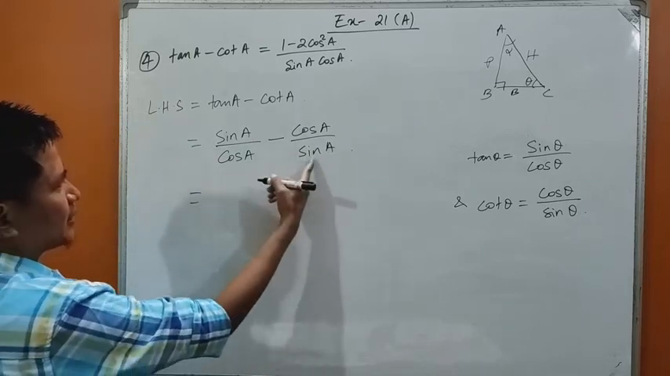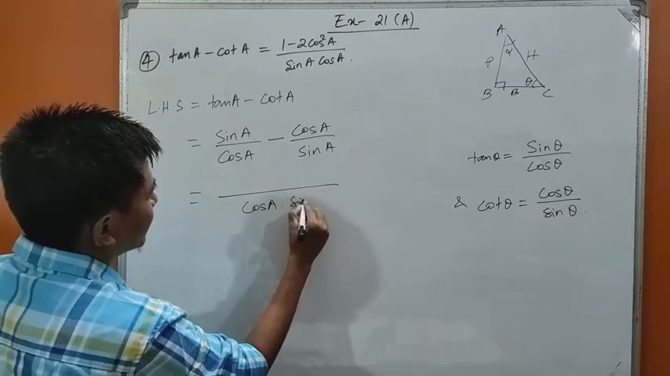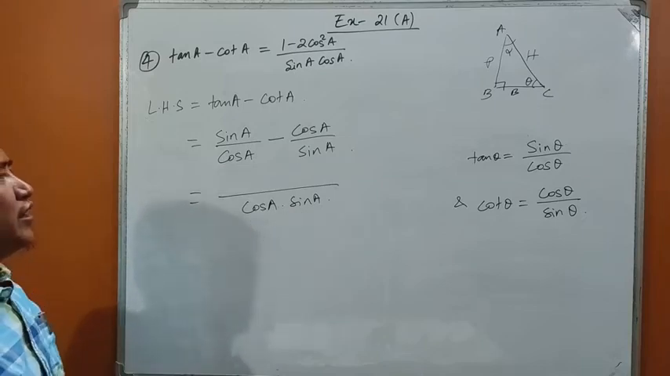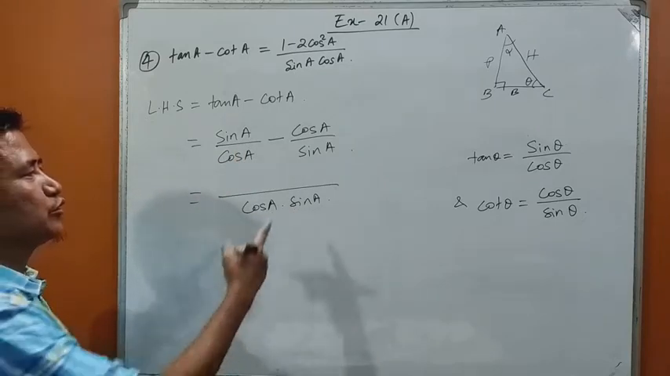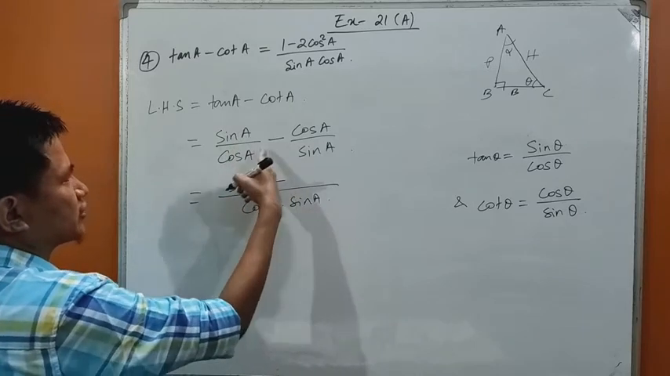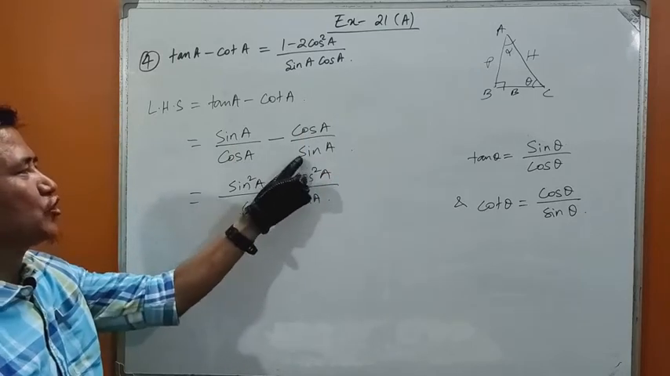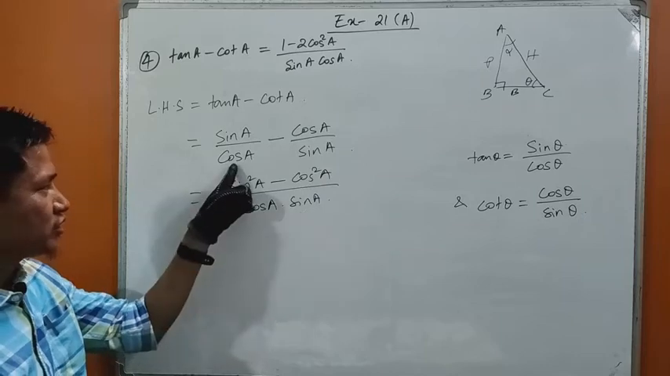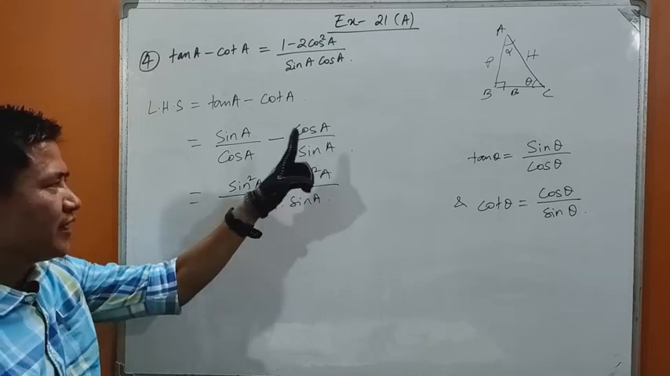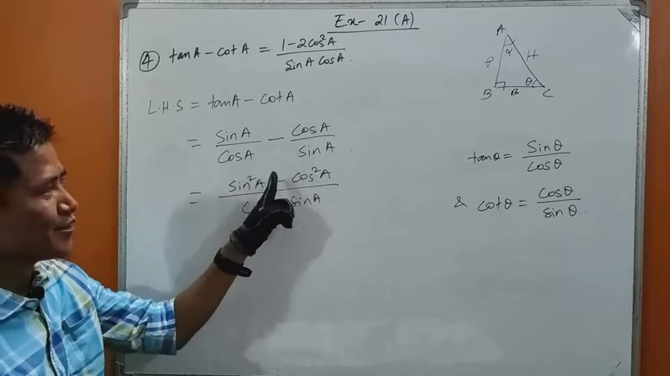So let us take the LCM of cos A and sin A. The LCM becomes cos A into sin A. Now cos A into sin A gives this. So sin A into sin A is sin square A minus cos A into cos A is cos square A. Since the LCM is cos A into sin A, sin A into sin A is sin square A, and sin A into cos A gives this, so cos A into cos A is cos square A. This minus sign remains in the middle as it is.